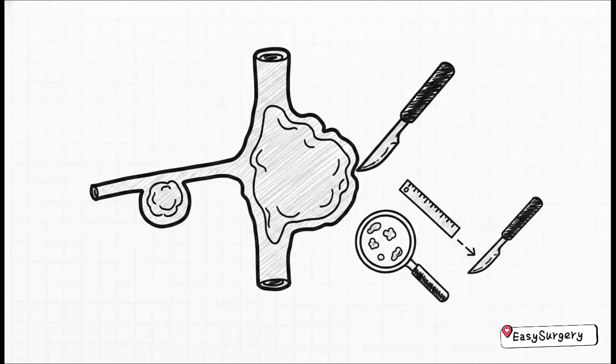Drilling down into IPMNs, these are mucin-secreting cysts hooked directly into the ductal system. Here's the rule of thumb. Main duct involvement carries up to a 50% chance of turning malignant. Because of that huge risk, it always requires resection. Side branch IPMNs are a bit more controversial. Generally, we only resect if the cyst is larger than 3 centimeters, the patient is symptomatic, or if you spot concerning mural nodules on the scan.